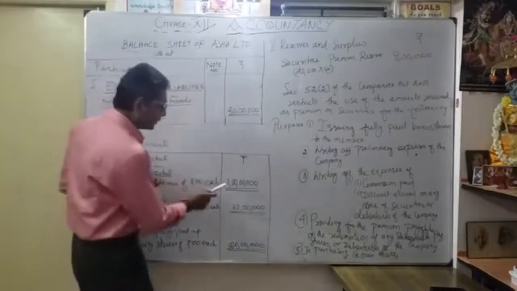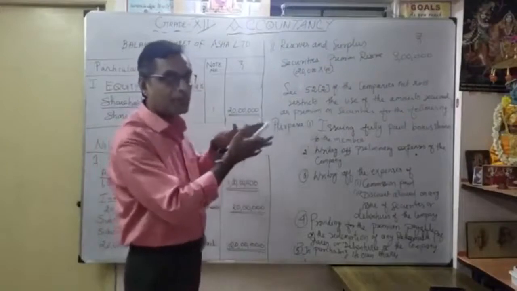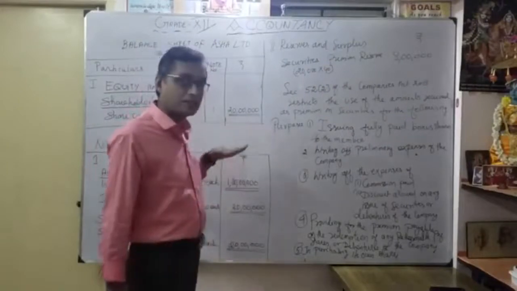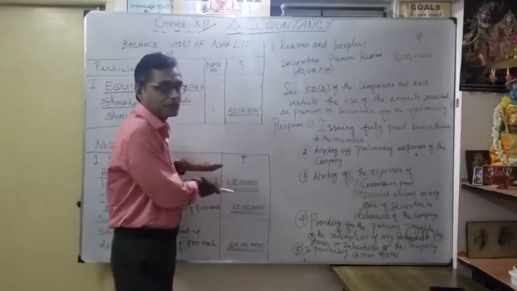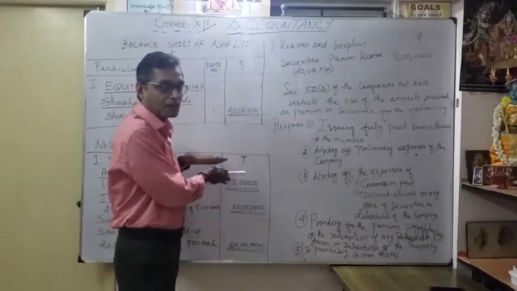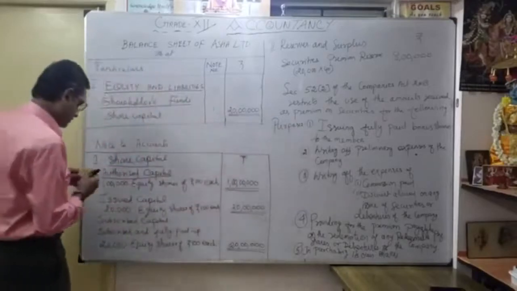So always you have to put a double underline. Whenever you total the balance sheet, we never add the authorized capital. That is the meaning. This is information for us: our ceiling limit of authorized capital is how much? 1 crore. Then what is our issued capital?